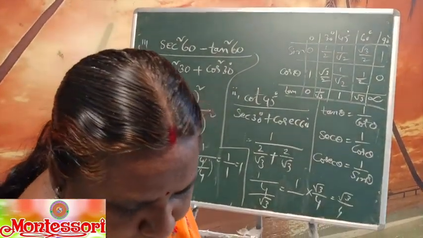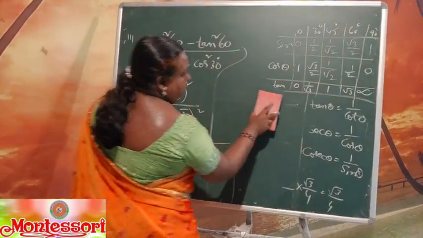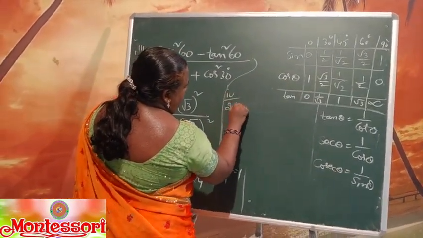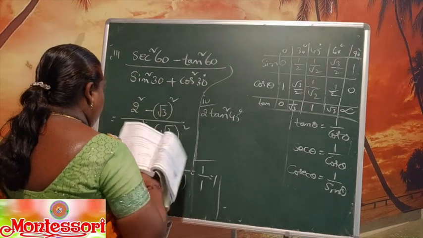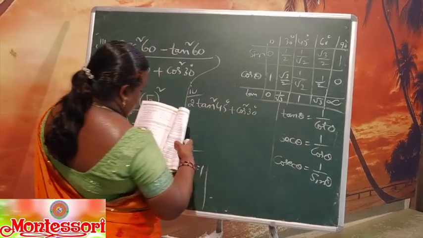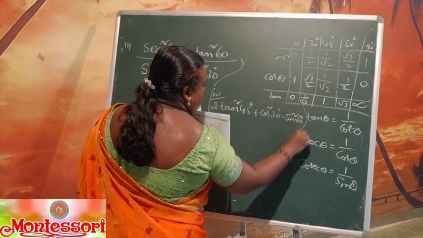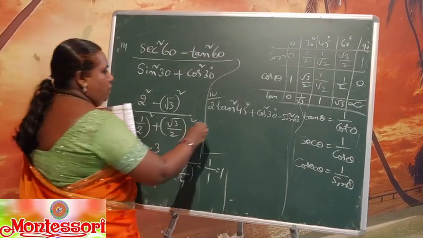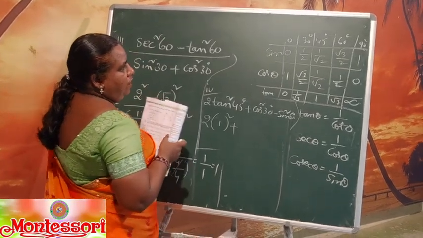And the next one is the fourth one. 2 tan square 45 degrees plus cos square 30 degrees minus sin square 60 degrees. Now let us go through the table once. What is tan 45? 1. So 2 into 1 square plus what is cos 30 in the table?